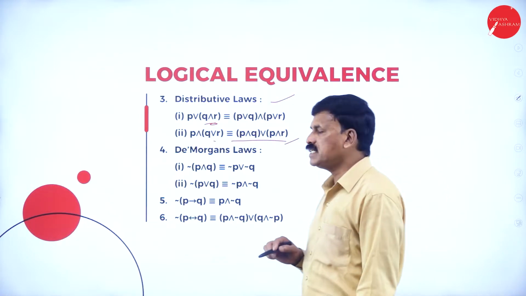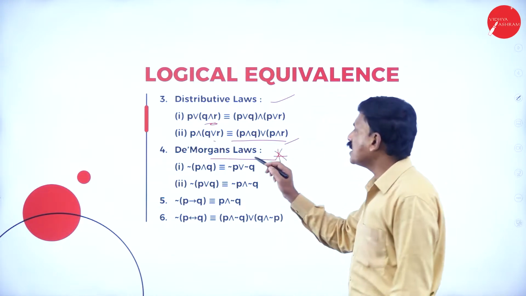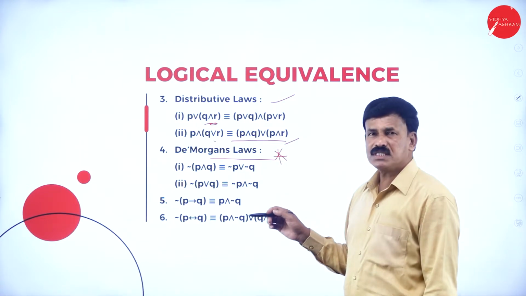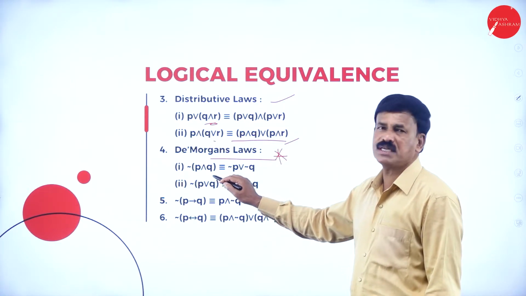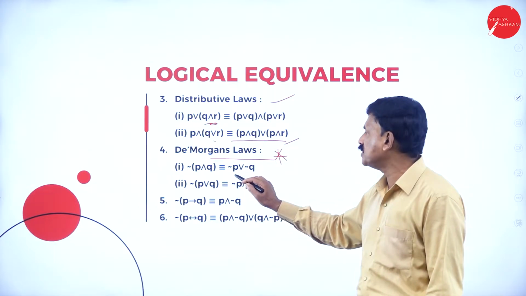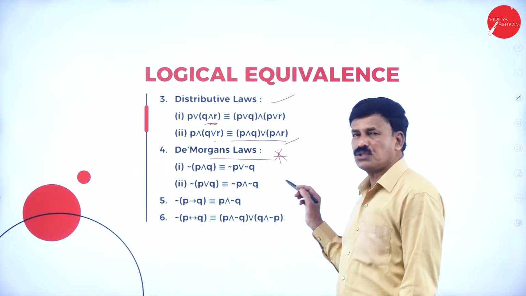Right. Now, De Morgan's law. This is a very, very important concept. You may expect a question either from the distributive law or from De Morgan's law. Now, what is this De Morgan's law? Negation of P conjunction Q is logically equivalent to negation of P disjunction negation of Q.